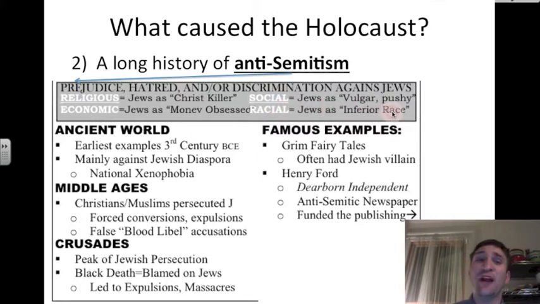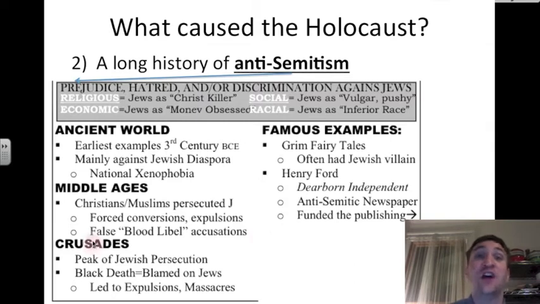We need to remember that the Nazis were not the first. This was a long history in world history of anti-Semitism. It starts in the ancient world. The earliest examples go all the way back to the 3rd century BCE, before Christ. And it's mainly against the Jewish diaspora in Europe. The Middle Ages saw Christians and Muslims both persecuting Jews. There were forced conversions and expulsions, as well as the false blood libel accusations in the Middle Ages.